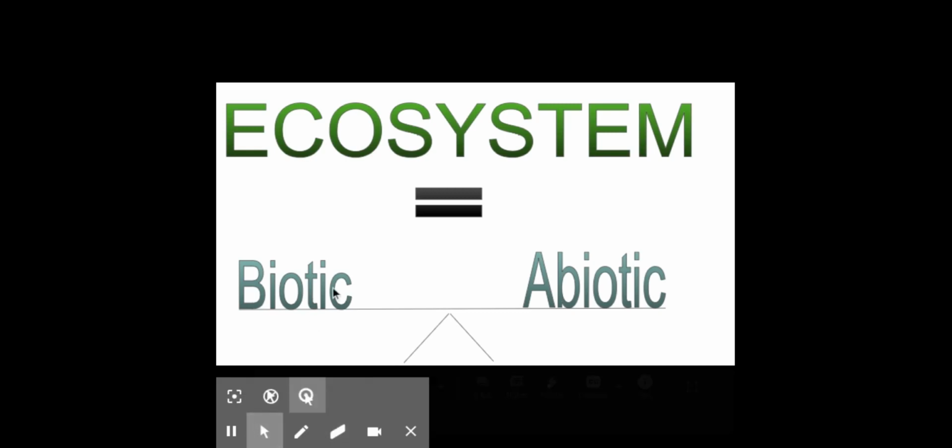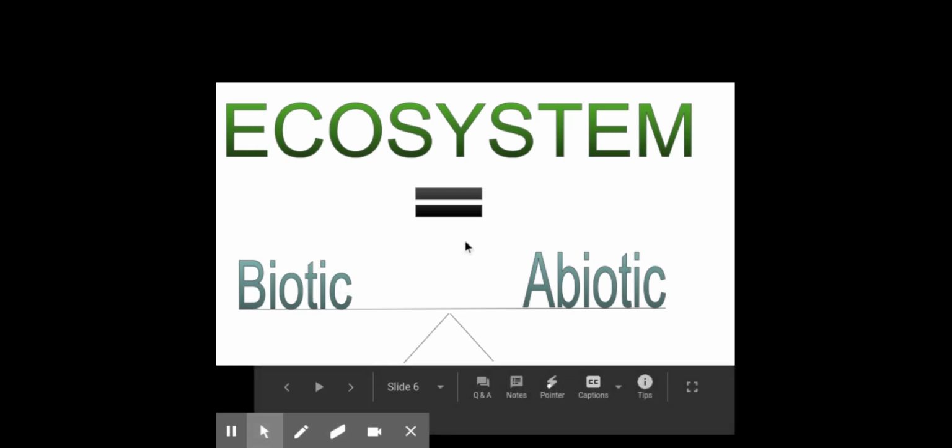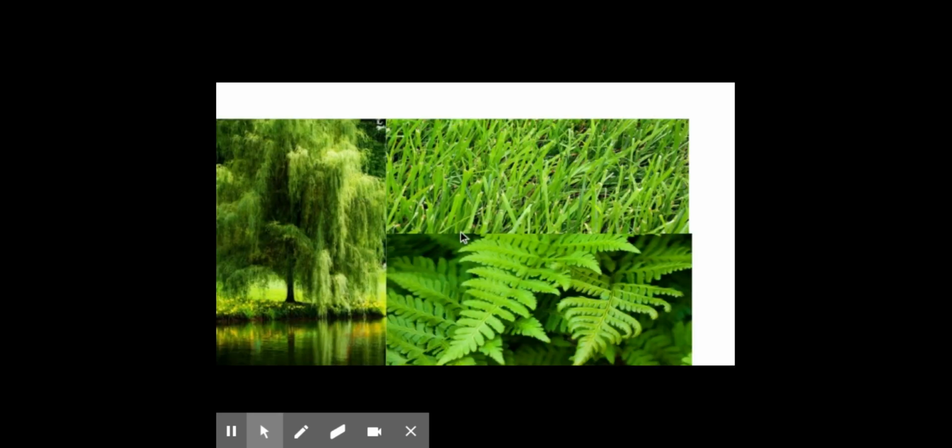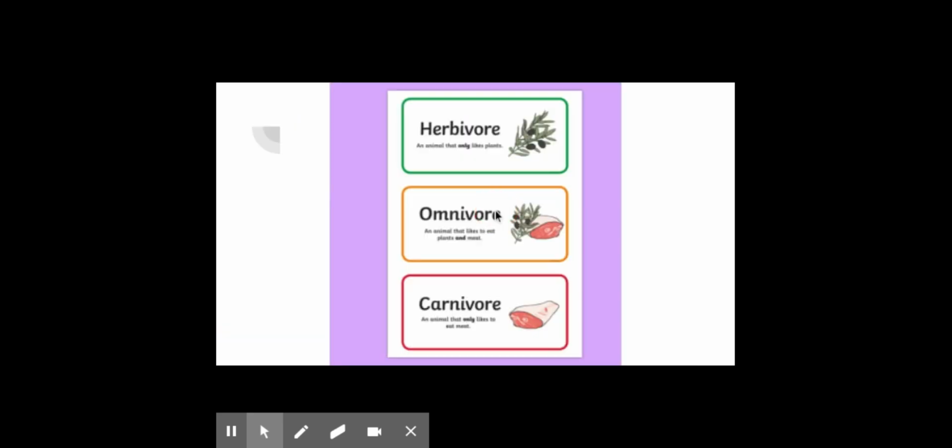Producers are living things that can make their own food. Some producers would be plants, trees, ferns, grass, etc. In fact, almost all plants are producers. Consumers don't make their own food, but instead eat other insects, animals, or plants to survive. Types of consumers would be herbivores, which are plant eaters, carnivores, which are meat eaters, and omnivores, which eat anything.